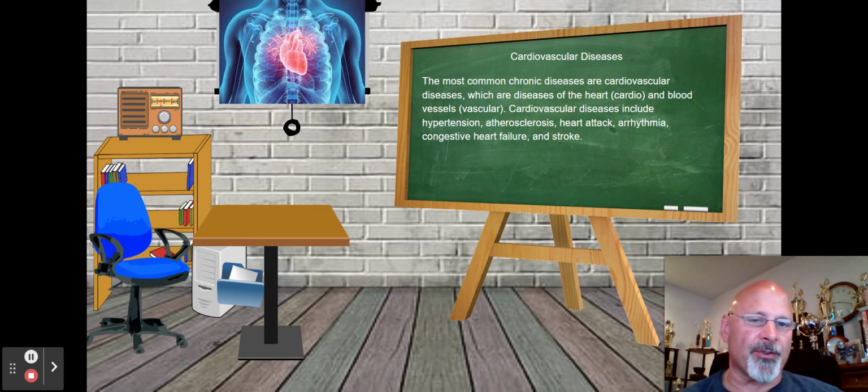Today, we are going to look at cardiovascular disease. This is the biggest killer in America in terms of diseases. The most common chronic diseases are cardiovascular diseases, which are diseases of the heart and blood vessels. Cardiovascular diseases include hypertension, atherosclerosis, heart attack, arrhythmia, congestive heart failure, and stroke.